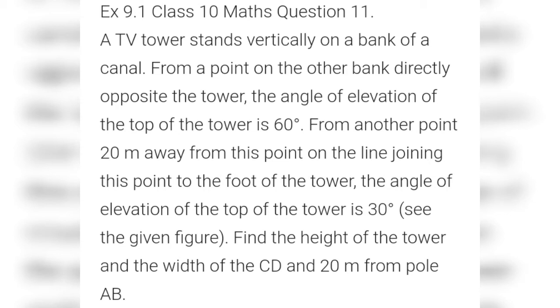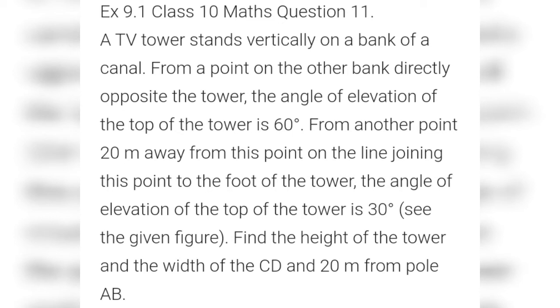So in this question, we are asked to find the height of the tower and the width of CD, which is 20 meters away from pole AB. Here we are given that the angle of elevation of the top of the tower is 60 degrees from the point opposite to the tower, and from another point which is 20 meters away from this point on the line joining this point to the foot of the tower, the angle of elevation of the top of the tower is 30 degrees. So we are going to find the height of the tower and the width of CD. So this is the question.